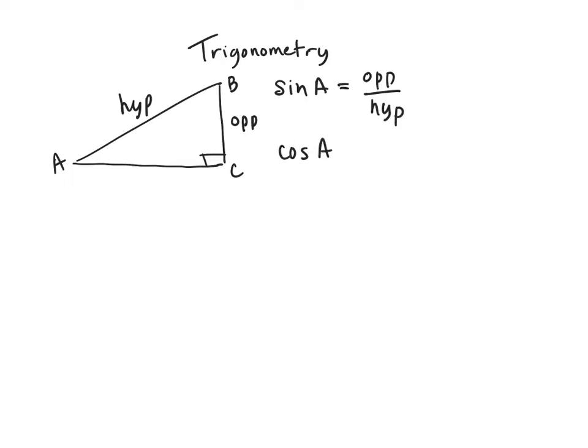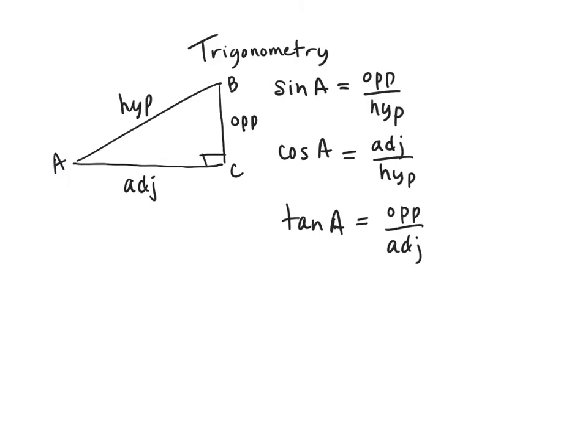Cosine of angle A is the adjacent. Adjacent means next to, but the thing you have to keep in mind is the adjacent is never the hypotenuse. The hypotenuse is always the hypotenuse, can't be the adjacent. So adjacent means next to, cosine is adjacent divided by the hypotenuse, and tangent of an angle, angle A in this case, is the opposite side divided by the adjacent side. So these ratios are always the same, but it's always in relation to an angle.